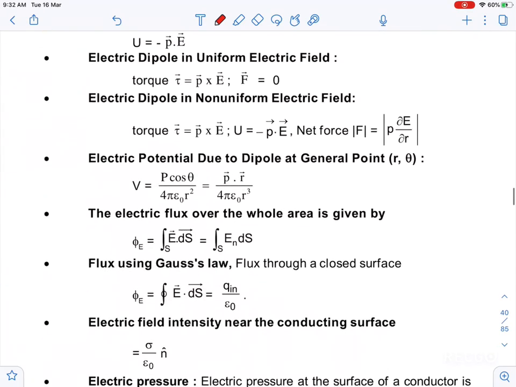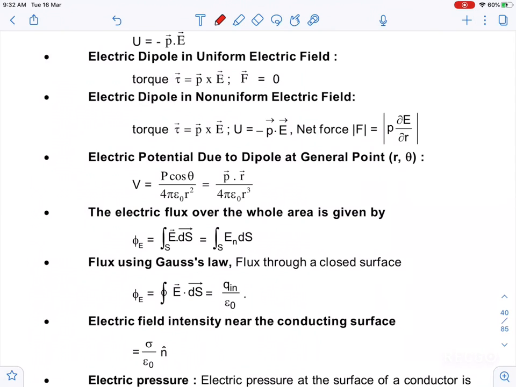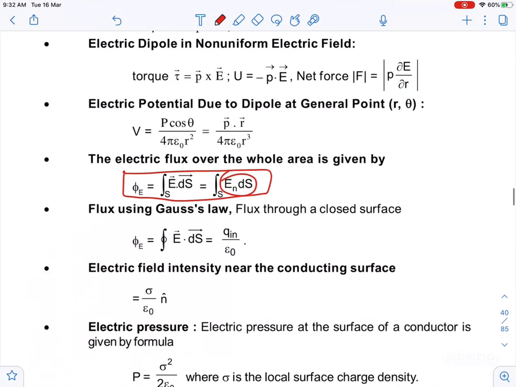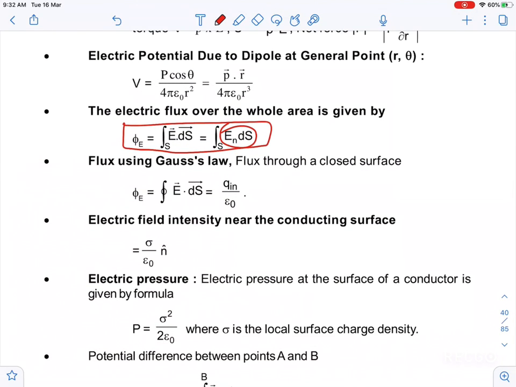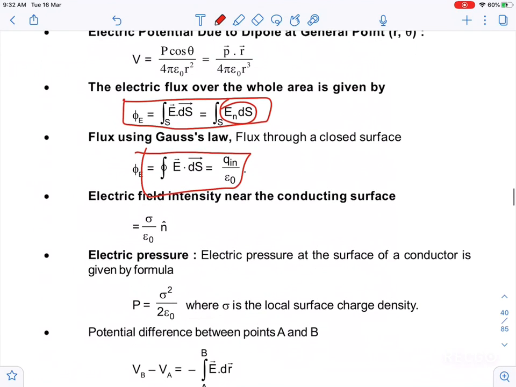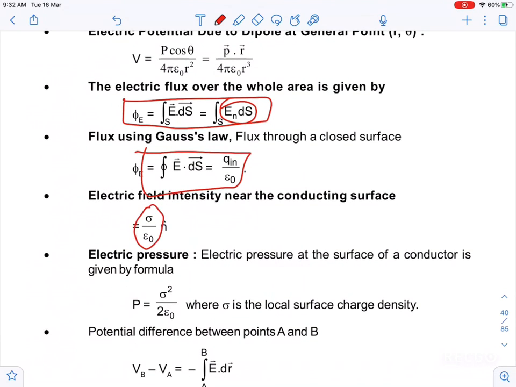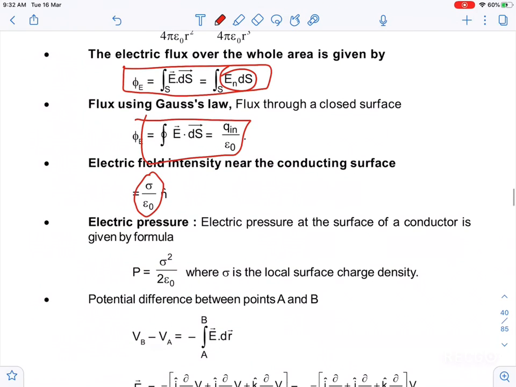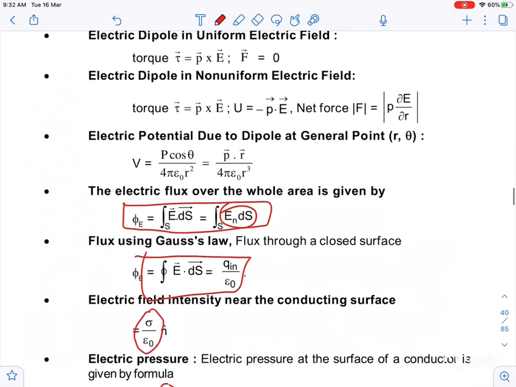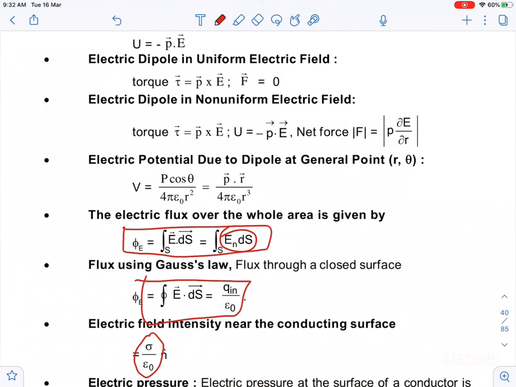And similarly potential you can calculate. If you know electric field, potential you can calculate with the help of this electric dipole. So this is Gauss law, which we have discussed. Integration of E dot ds is equal to q in by epsilon naught. This is charge enclosed, guys. And sigma by 2 epsilon naught we have already discussed. And guys, electric pressure is sigma square by 2 epsilon naught. This you have to keep in mind.